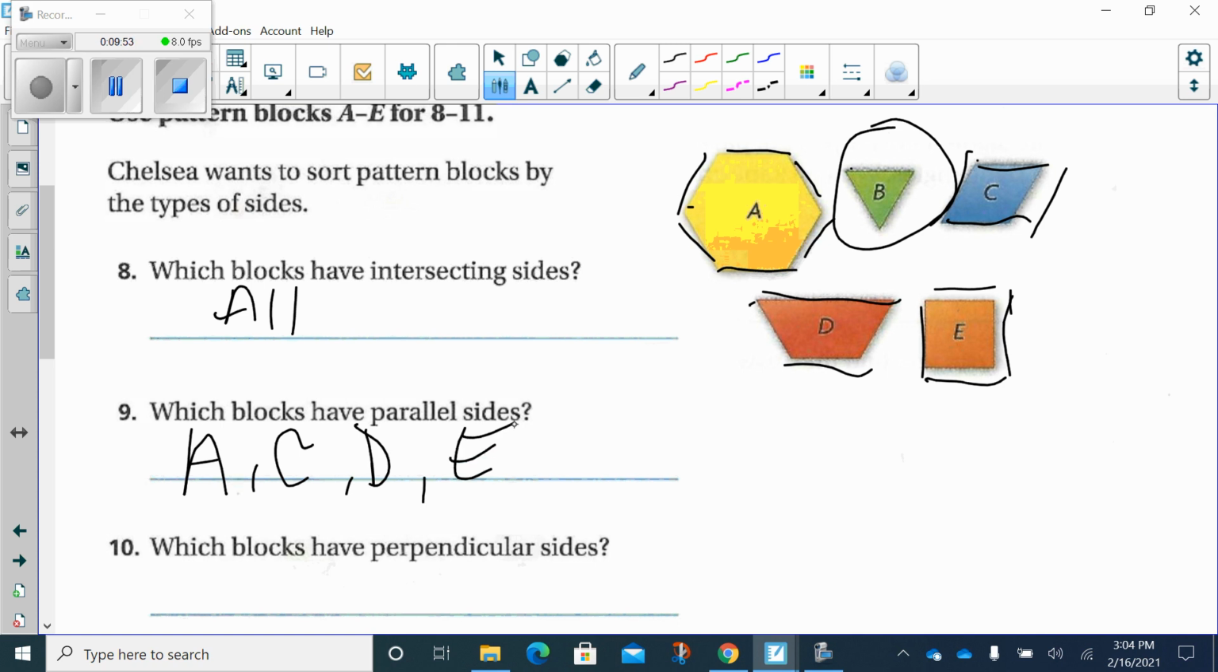On 10, it says which blocks have perpendicular sides. Now that's different because perpendicular means it is a 90-degree angle. If you look closely, I only see one. It is E.